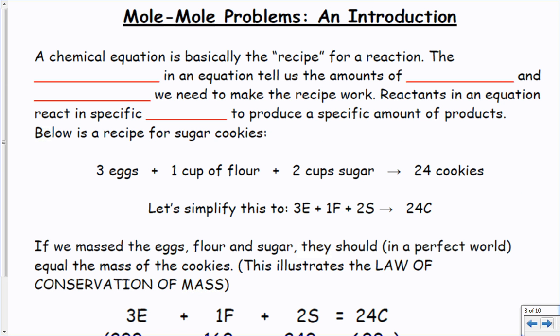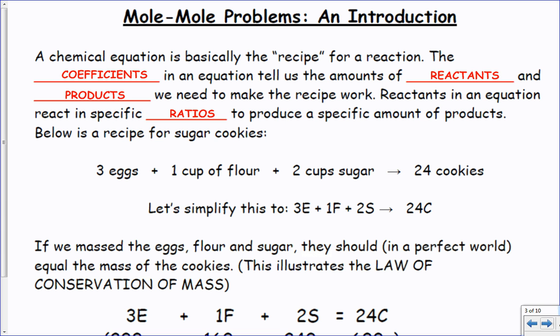So, notes first. A chemical equation is a recipe, of course. I'm going to use the coefficients to tell me how many reactants and products I should have, and then I can get some specific ratios. So you can see in this first example, I need 3 eggs to every cup of flour to every 2 cups of sugar to make 24 cookies. Well, if I needed to make 48 cookies, what would I do? I could use that ratio of 24 to 48, which is double, and double all my ingredients.